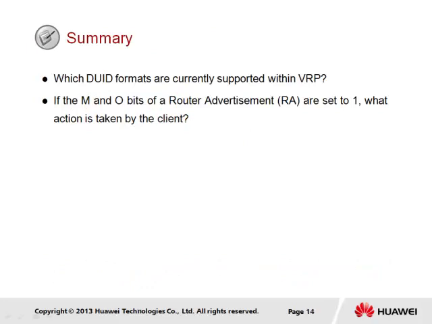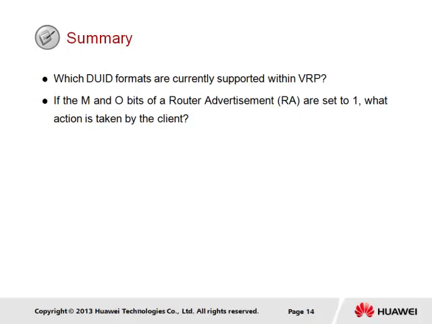In summary then, for this section on DHCPv6, we just have a couple of questions here. And the first asks, which DUID formats are currently supported within VRP? Well, of the 3 DUID formats available, VRP version 5, that is used to support ARG3 and SX7 series products, supports link layer and link layer plus time DUID formats.